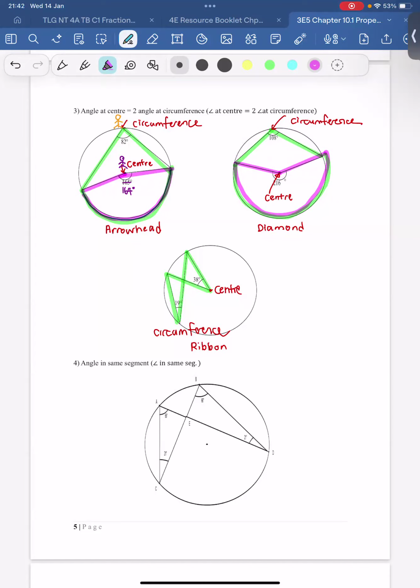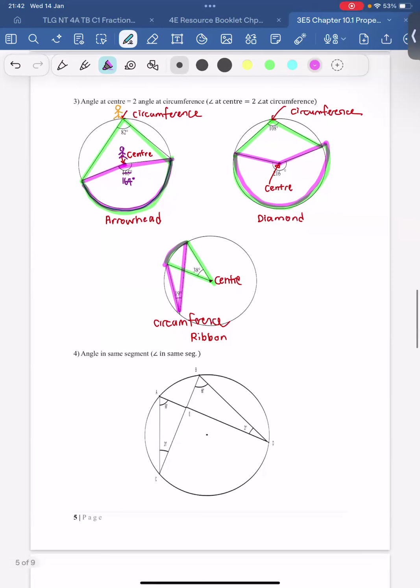Okay, last but not least, let's take a look at the ribbon. So let's take a look at the 38. When we trace the 38, it will go like that, correct? Can you see it shade? Then you trace the 18, you can see that, wow, they actually share the same arc. Then one of them is at the center, one of them is at the circumference. The one at the center will be double the one at the circumference.